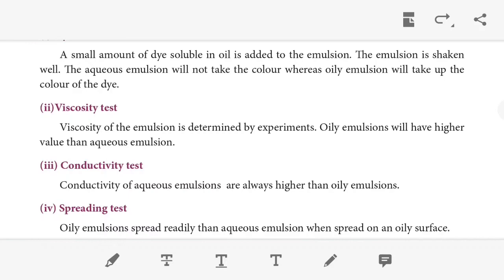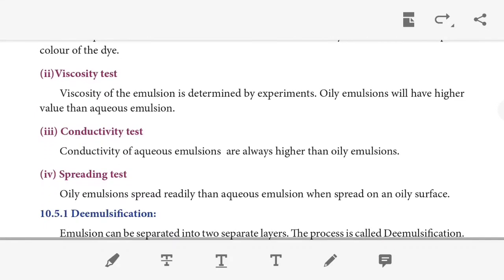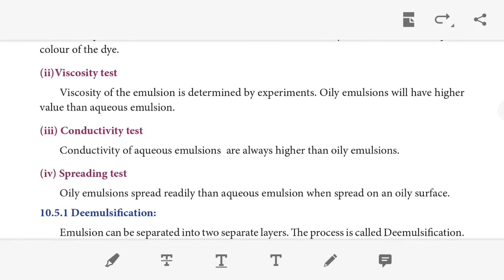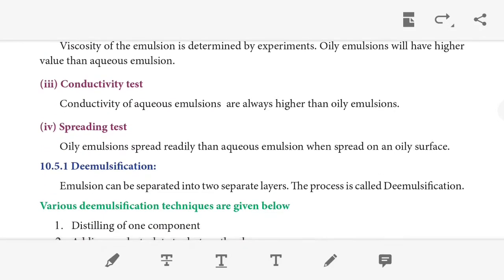Then the second one, viscosity. We know the meaning of viscosity. The viscosity of the emulsion is determined only by experiment. Oily emulsion will have a higher value than aqueous emulsion. Then the conductivity test: the conductivity of an aqueous emulsion is always higher than the oily emulsion. The spreading test: oily emulsion spreads more readily than the aqueous emulsion when spread on an oily surface. These are the four methods to identify the types of emulsion.